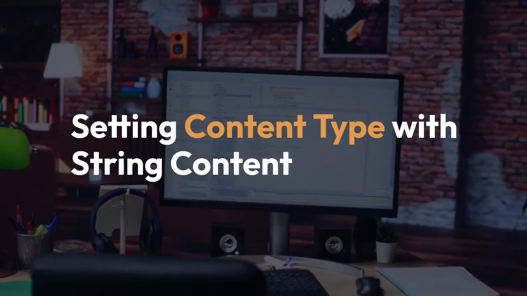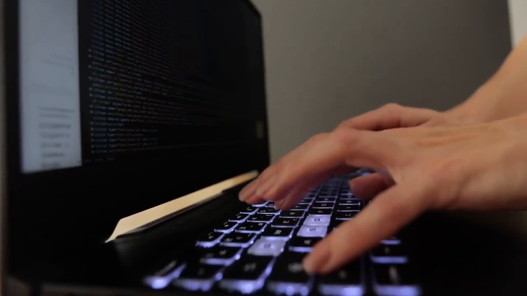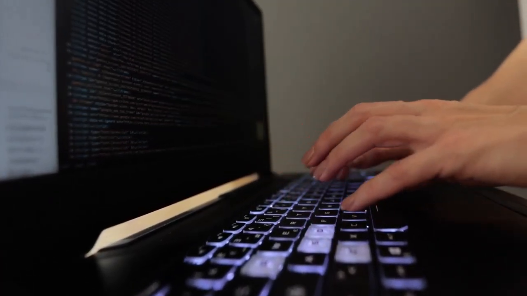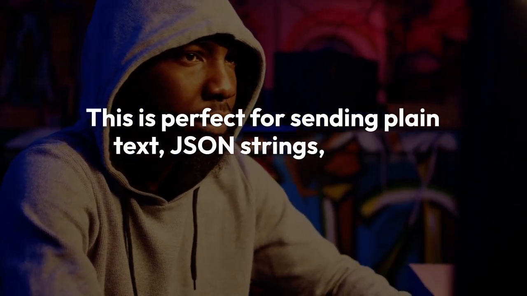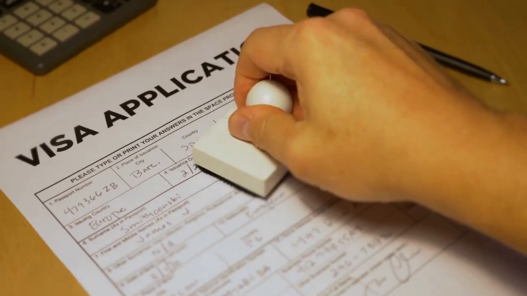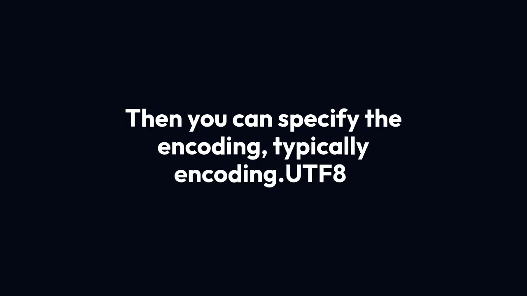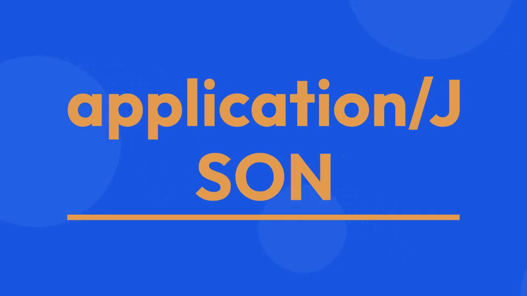Setting content type with StringContent for JSON, text, XML. One of the most common ways to send data is by wrapping it in a StringContent object. This is perfect for sending plain text, JSON strings, or XML strings. You create an instance of StringContent, passing your data string. Then, you can specify the encoding, typically Encoding.UTF8, and most importantly, the content type string. For example, to send JSON, you would create new StringContent, JSON string, Encoding.UTF8, application/json.